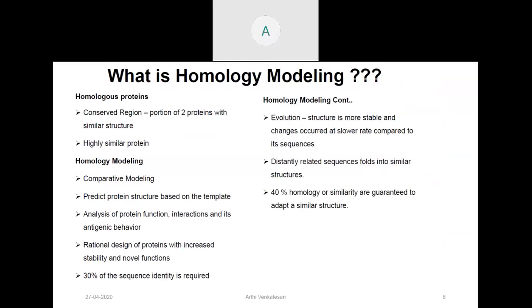Maybe to give a clue, the template is the given structure with a similar sequence, called a homologous sequence or homologous structure. For example, you take one protein from a human and another protein from a mouse. Your human protein is your target protein and your mouse protein is the template protein. That is your homologous protein. The template protein is also called the homologous protein.